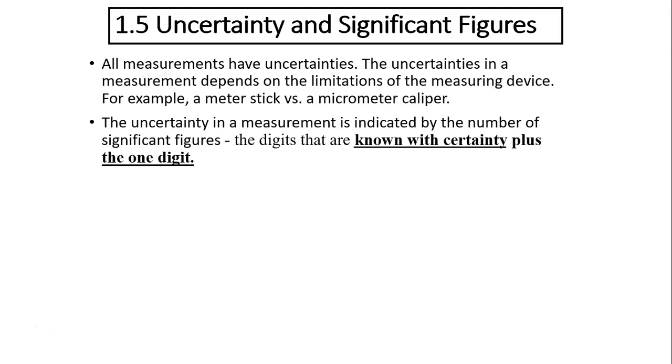Uncertainty and significant figures. All measurements have uncertainties. The uncertainty in a measurement depends on the limitations of the measuring device, for example, a meter stick versus a micrometer caliper. The two instruments will give you different amounts of uncertainty in your measurement. The uncertainty in a measurement is indicated by the number of significant figures. The significant figures are the digits that are known with certainty plus the one estimated digit.